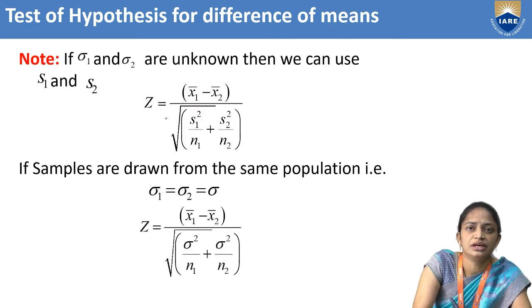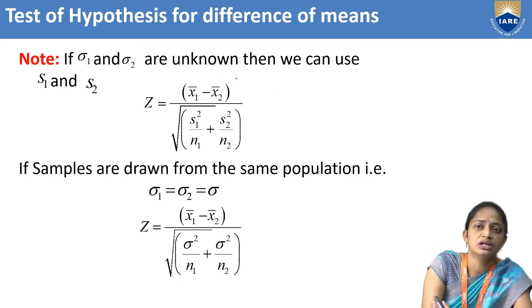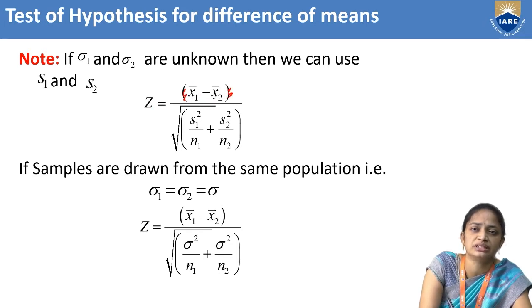Note, if sigma 1 and sigma 2 are unknown, then we can use s1 and s2. Sometimes they will not give the population standard deviations. At that time we have to take sample standard deviations. Sometimes they will give like that. So at that time we use this formula: z equal to x1 bar minus x2 bar divided by under root of s1 square by n1 plus s2 square by n2.